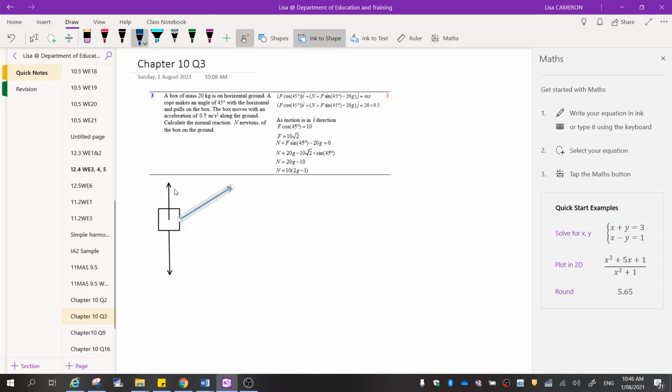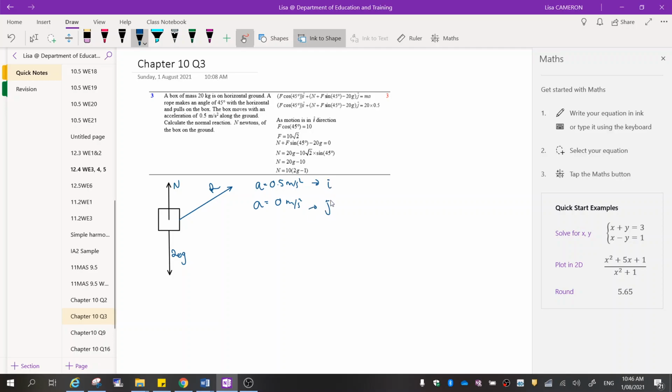So this is the normal force. We're going to call this the rope force, or R. And this is our weight force down here, which is 20g. So first thing I can see, and the acceleration as well. So the acceleration is 0.5 meters per second squared in the i direction. And your acceleration is 0 meters per second squared in the j direction.